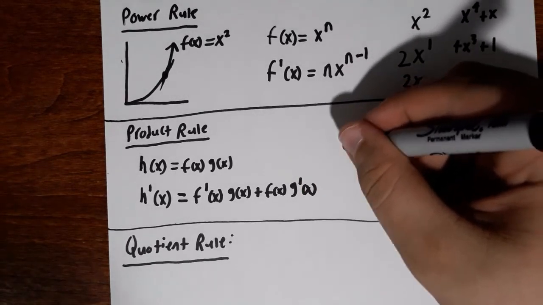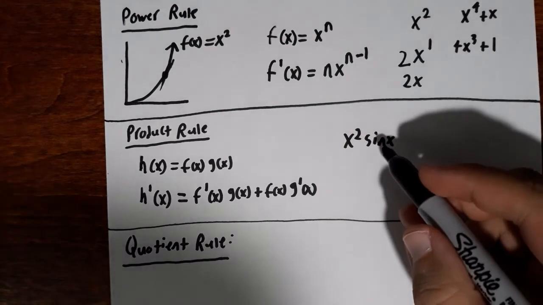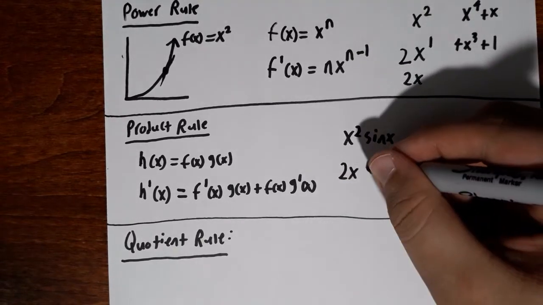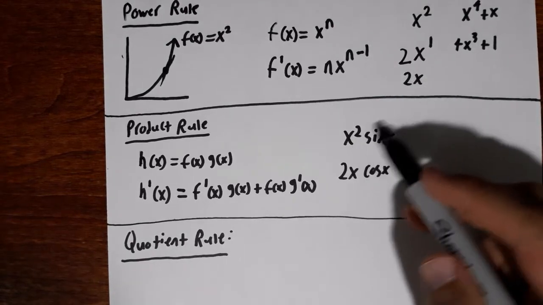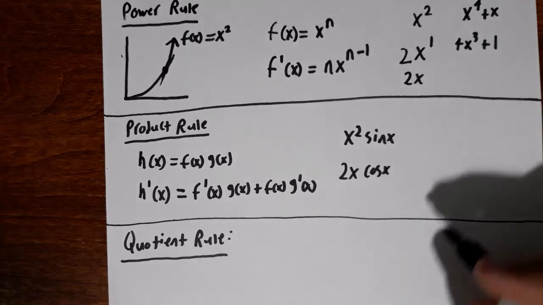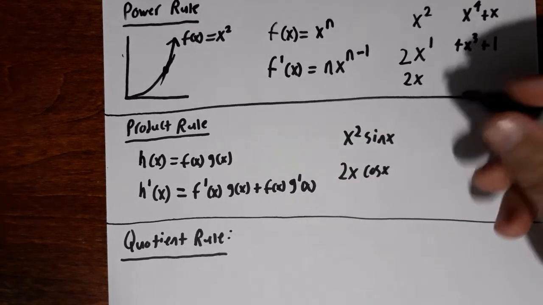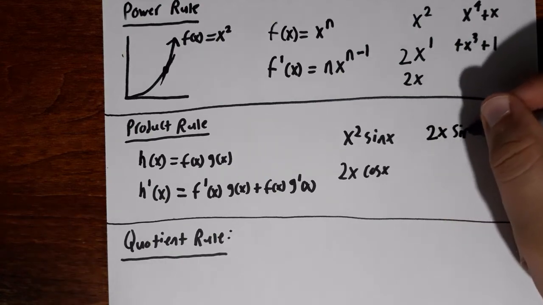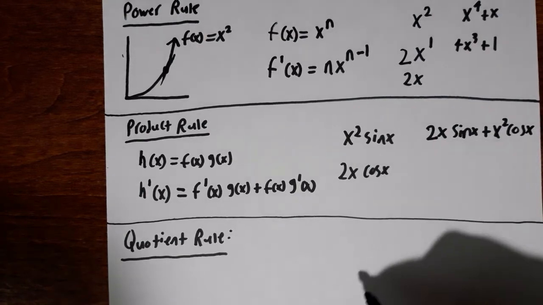So let's say, for example, we had the problem of x squared sine of x. Now before, with just the power rule, we may have thought that the derivative of this was 2x cosine of x. But that is wrong, because these are being multiplied, so the derivative is not that simple. But using our new product rule, we can take a much better derivative. So our derivative here would be 2x sine of x plus x squared cosine of x.